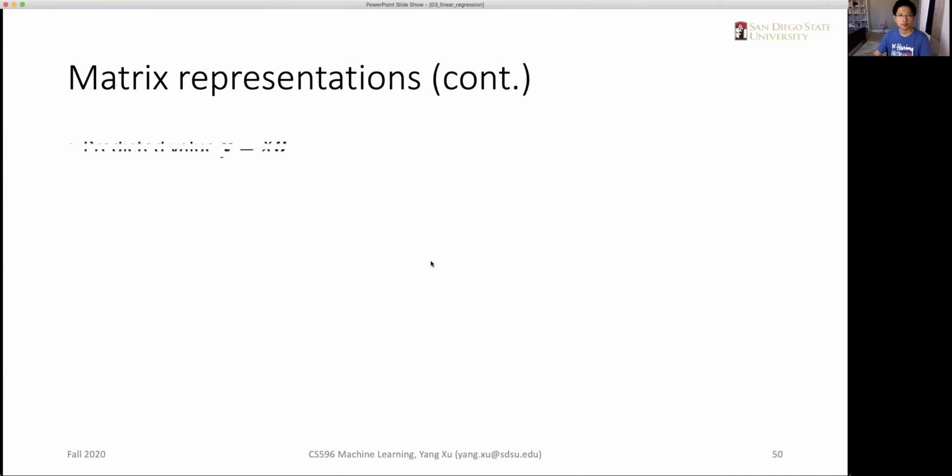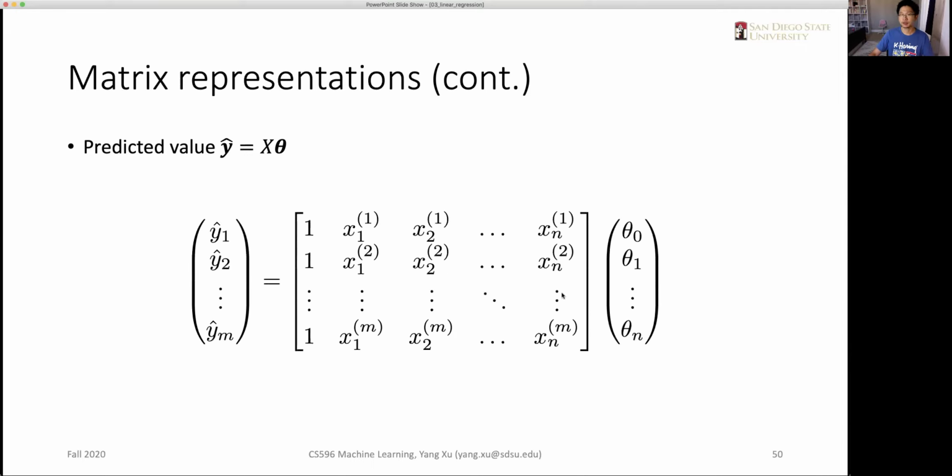Okay, so let's continue. We want to make predictions, and the prediction equation, which we showed two slides ago, can also be represented by a matrix multiplication. All the predicted values y hat form an m by 1 column vector, and that column vector is the result of multiplying the data matrix, which is m by n+1, with the parameter column vector, which is n+1 by 1. Applying the rules of matrix multiplication, we just need to check the dimensions to see if they are correct, right?